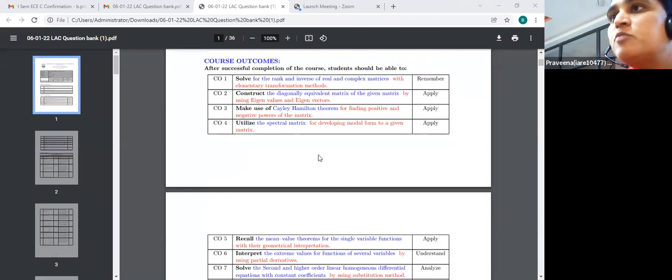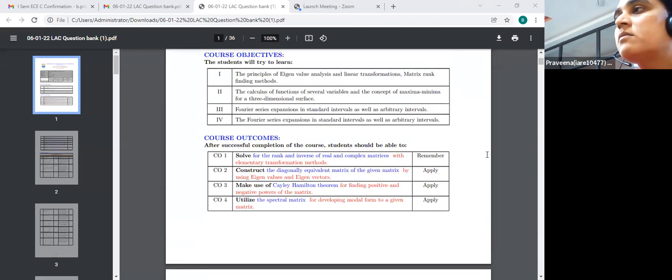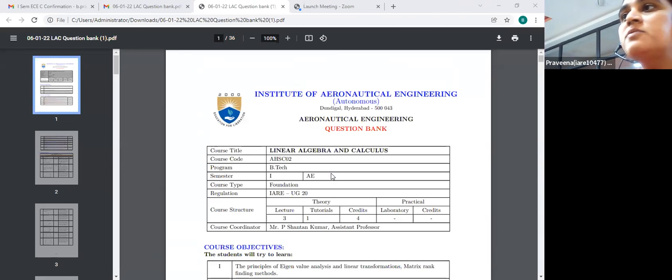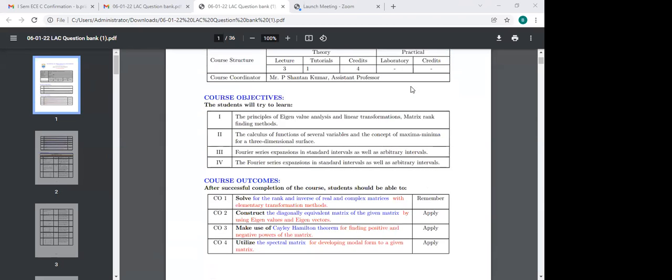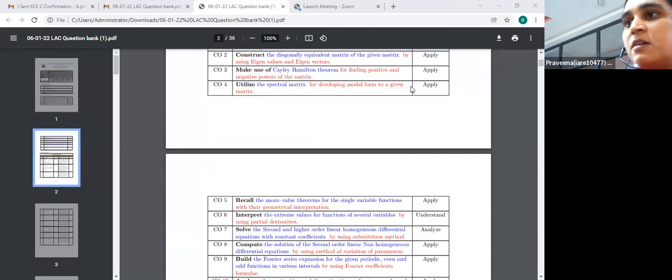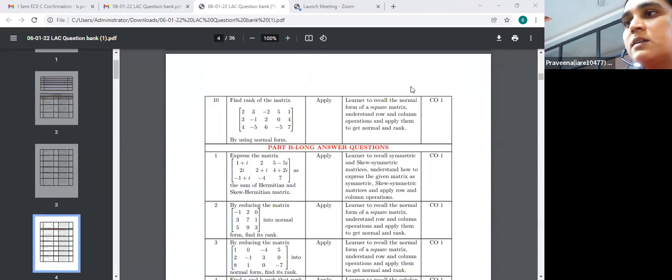Is it visible to everyone? Is it visible? Yes. Okay. Once you see Ma, from the second unit, we'll discuss that.